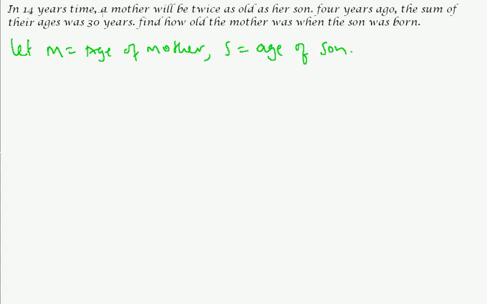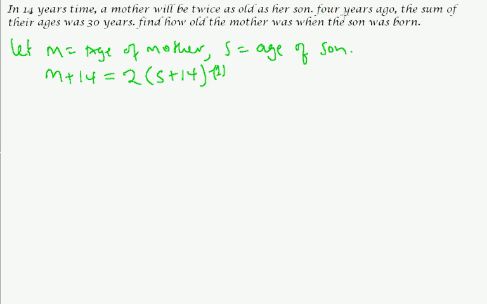What we are told here is that in 14 years time, the mother will be twice as old as her son. So m plus 14, that is the age of the mother in 14 years, will be equal to twice the age of the son, which will be 2s plus 14. This is equation 1.